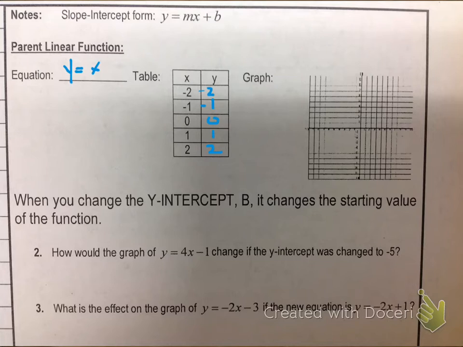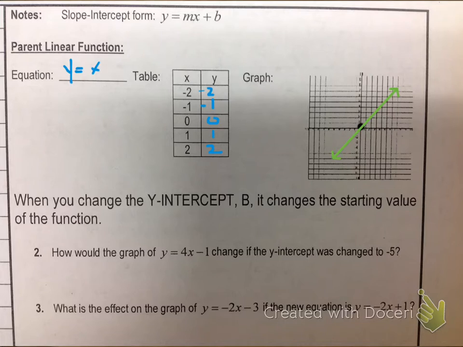Okay, again, like yesterday, let's enlarge this graph a little bit. This graph's not the best graph, but it's going to go through your origin, and it's basically going to go up 1 over 1. And again, this isn't perfect, but it's pretty close. So here's your graph of the parent linear function. Again, don't forget those arrows.